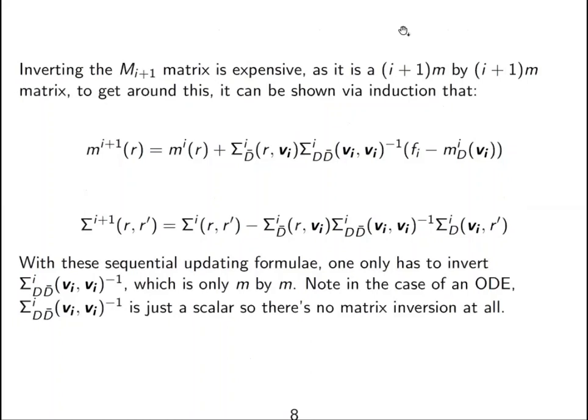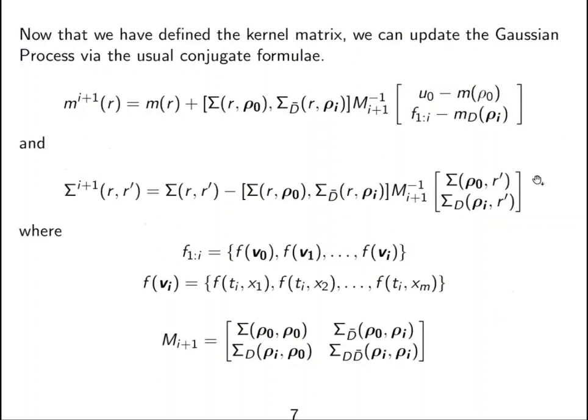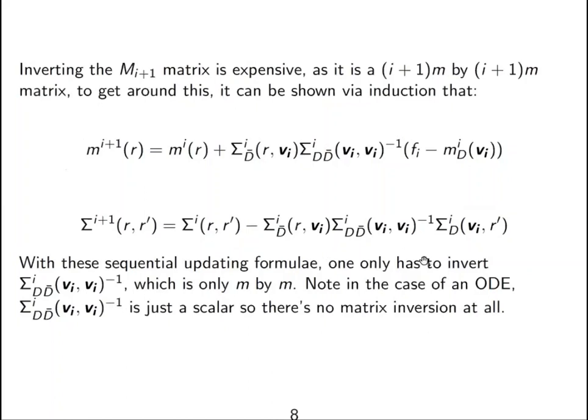So to get around this, you can show by induction that in fact there is this relationship between mi plus one and mi. This is basically just the sequential version of the algorithm, what you get if you update your information sequentially rather than here, which is like the batch version. The point is that these two methods are equivalent, and in here, you only have to invert this matrix, which is only n by m. So vi is just every positional point at time I. So this would be ti x1, ti x2, ti x3, and so on. And therefore, there's only n points here, so it's an n by m matrix.